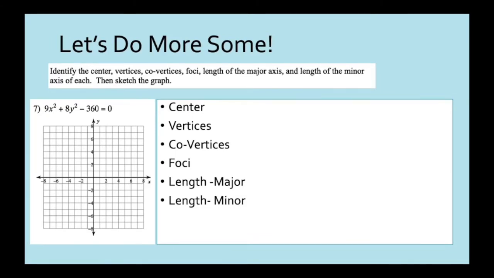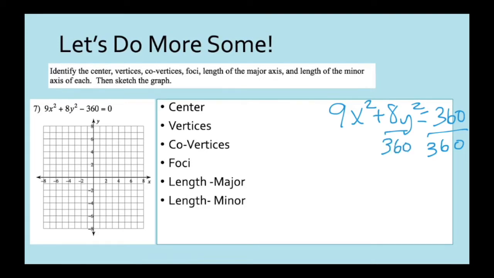9x squared plus 8y squared equals 360. If you look on your note sheets, what's the number that's always right there on the last side? And that would be a 1. So to get a 1 there, we're going to divide by 360. But since we divided by 360 on this side, we have to divide by 360 on the other side. This becomes 1.